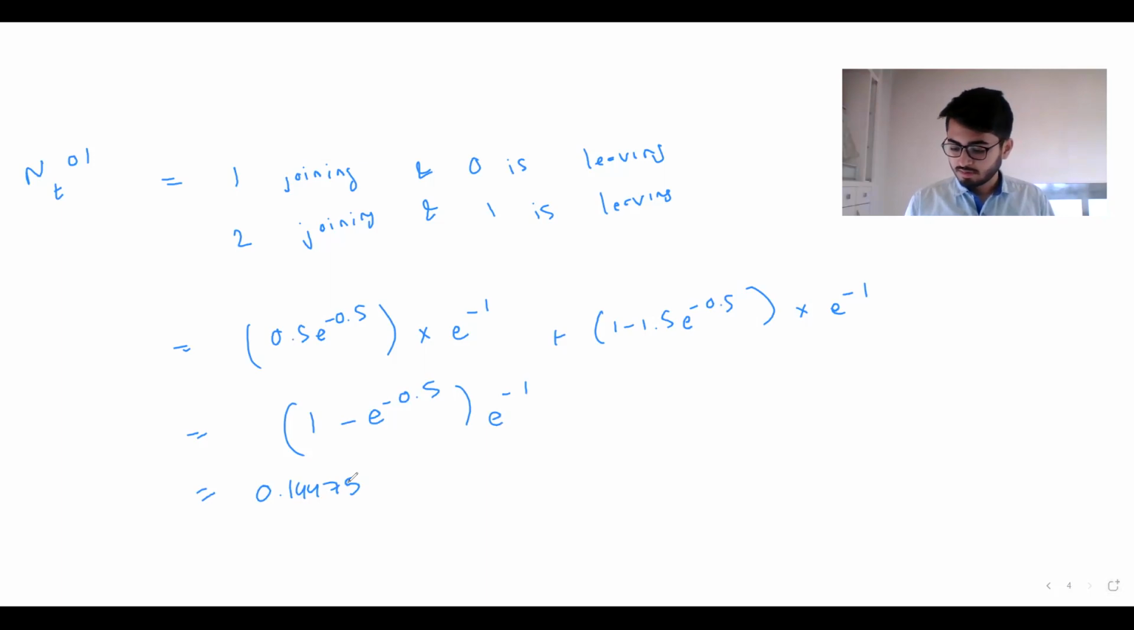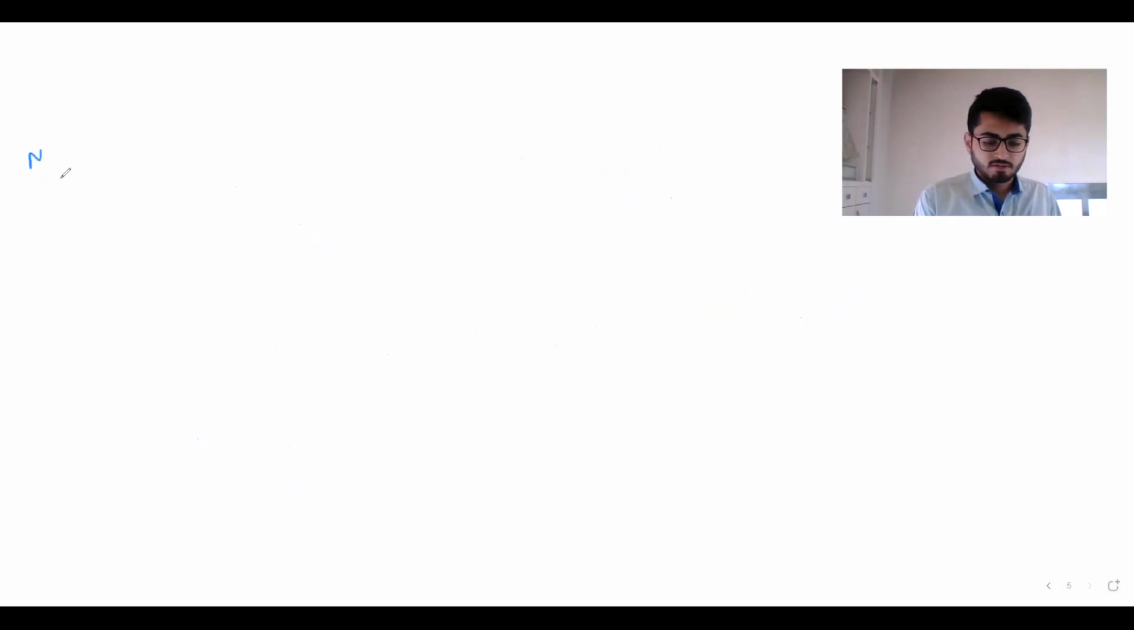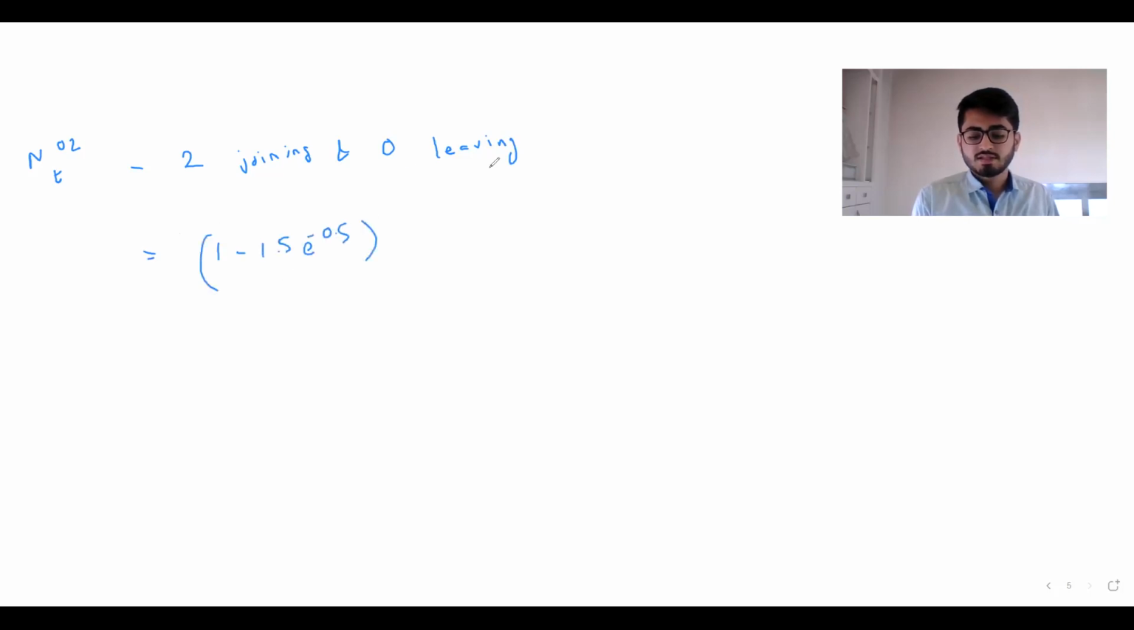Third one, NT02. Now there is just one possibility, that is 2 are joining and 0 are leaving. There is no other possibility. So this will be 2 of them joining, which is 1 minus 1.5 e to the power minus 0.5, and 0 of them leaving, which is e to the power minus 1. This will come out to be 0.03318.